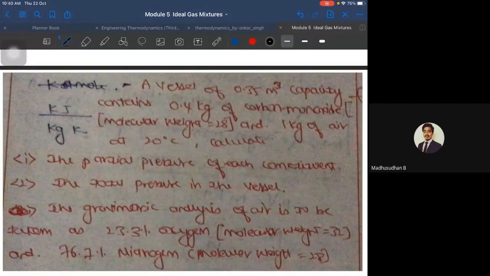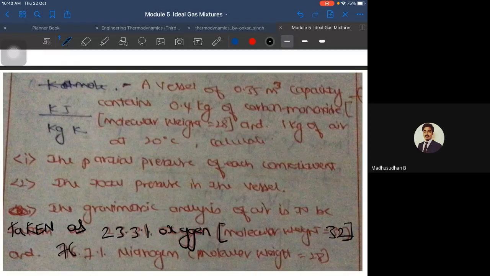The gravimetric analysis of air is to be taken as 23.3% of oxygen, with the molecular weight specified as 32, and 76.7% of nitrogen with molecular weight 28.